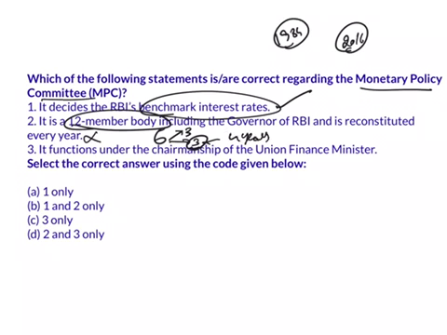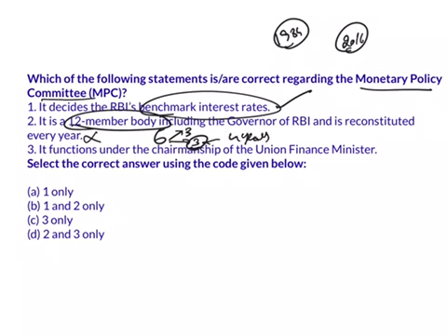It functions under the chairmanship of the Union Finance Minister. No, here it consists of 6 members, out of which 3 are from RBI, and these members include the governor of RBI, the deputy governor of RBI, and another RBI officer. The governor of RBI is the chairman of this monetary policy committee. So as both second and third statements were incorrect, the answer here is 1 only. It is A.